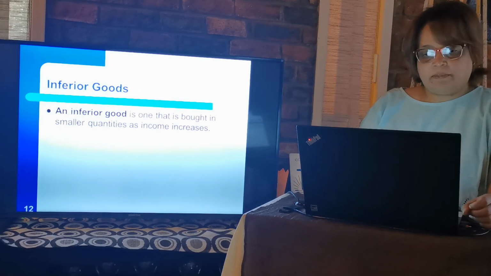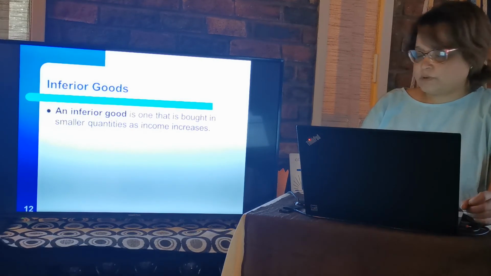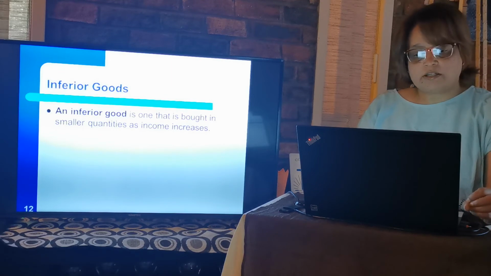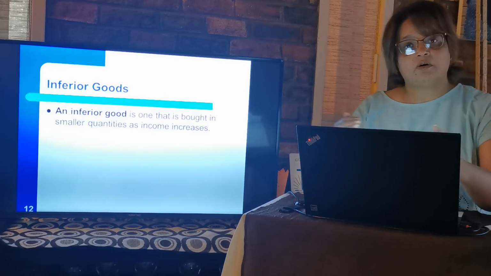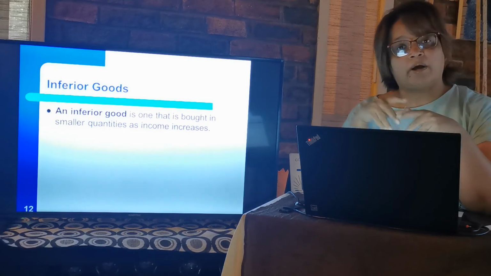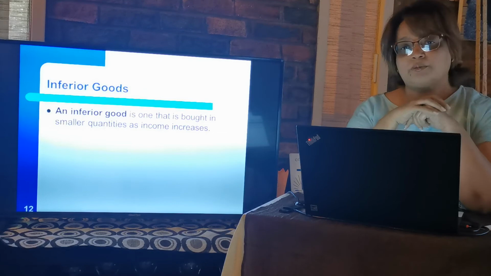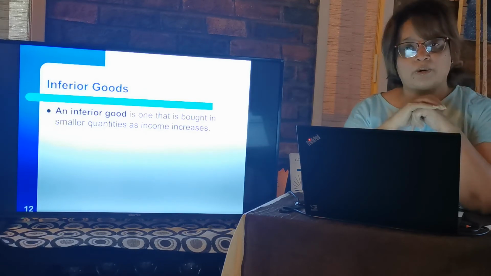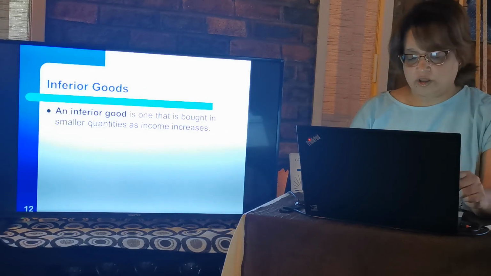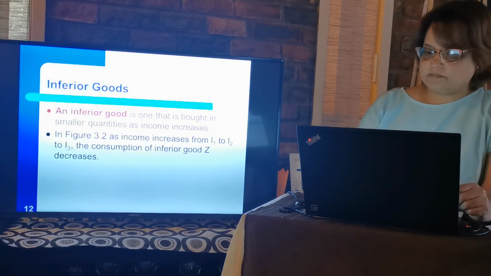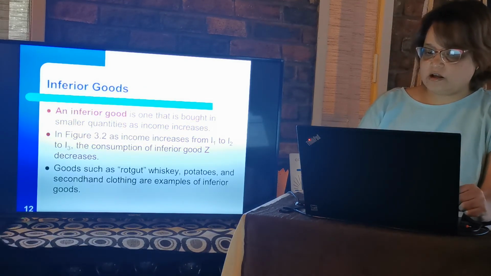Inferior goods, a recap before we end this session. An inferior good is one that is bought in smaller quantities as income increases. So, like I said, now you don't buy 8 cups, but you still buy 5 cups. Just 2 more cups than what you used to buy before your income increased. And there we go, we will just see it now.